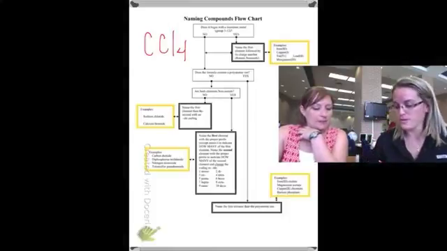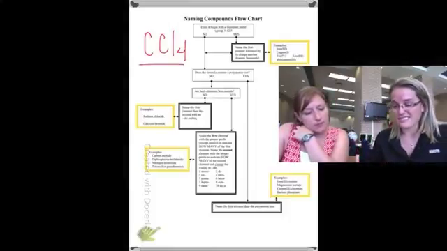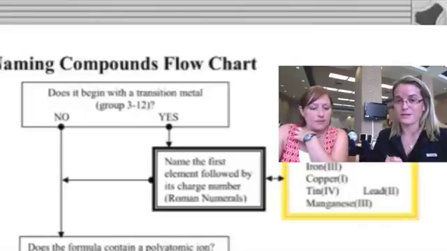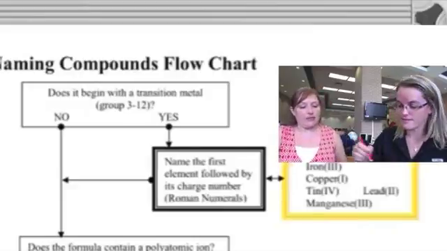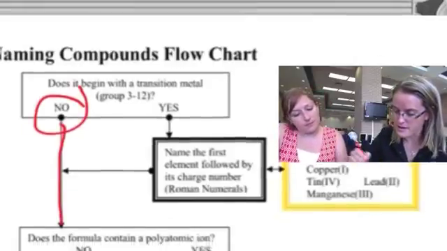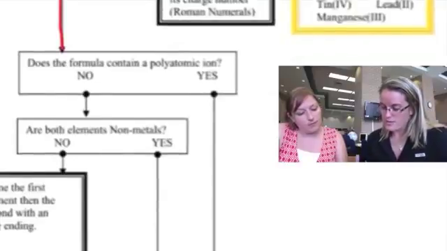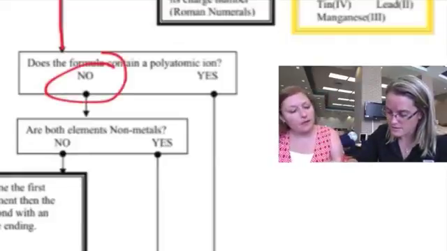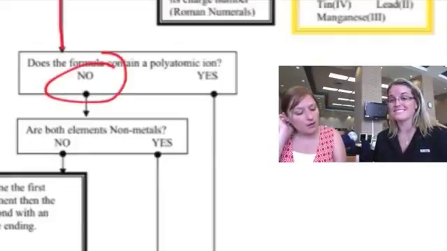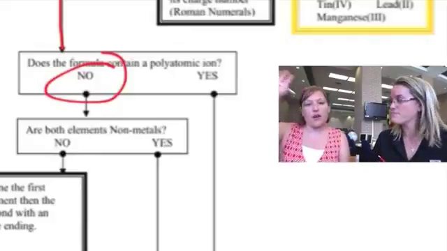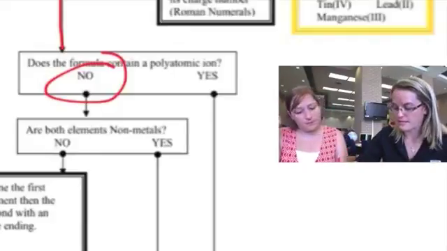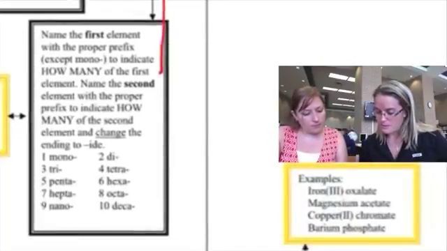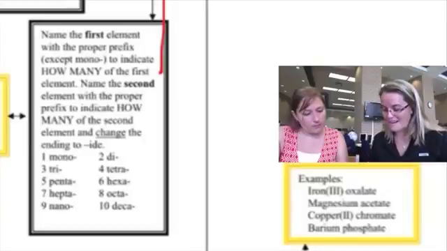Okay. So the first one that we're going to start with is CCl4. And it says, does it begin with the transition metal? No, carbon is not a transition metal. Okay, so we go down, and it says, does the formula contain a polyatomic ion? I see two capital letters, so I'm going to say no. Correct. So we go down, and it says, are both elements nonmetals? Yes, because they're both in the upper right-hand corner of the periodic table. Correct. So we go down here, and it says, name the first element with the proper prefix except for mono.